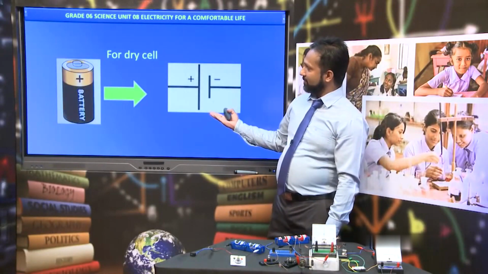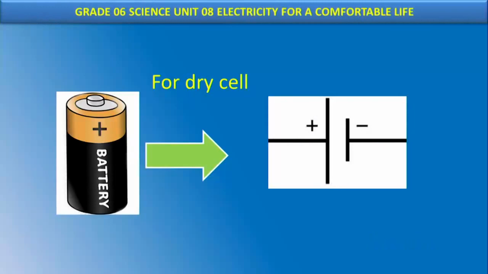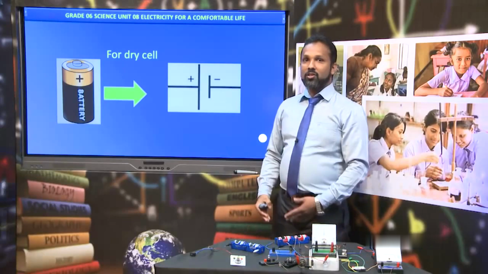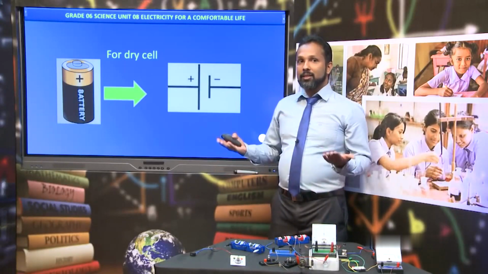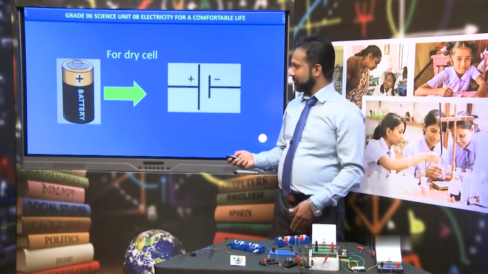For dry cell, without drawing a dry cell, we can just draw this symbol. This symbol consists of a longer line and a shorter line. The longer line represents the positive terminal of the dry cell. The smaller line represents the negative terminal of the dry cell. So, this is how we represent the symbol of the dry cell.